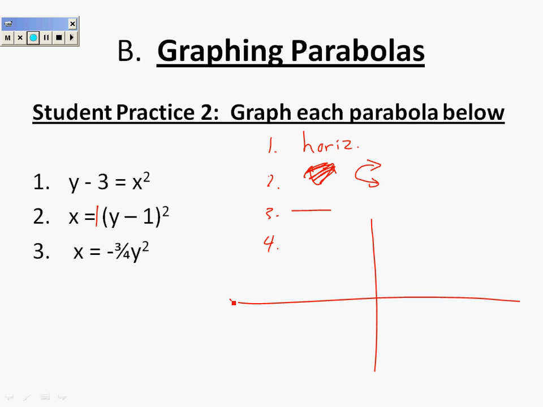What is my vertex? What's the h value? It's 0. Because x minus what would be x? It'd be 0. And then what's my k value? It's the 1. So 0, 1. And it's opening to the right.